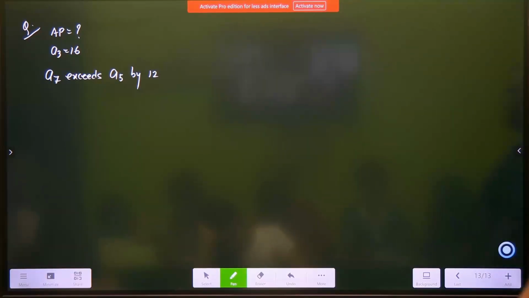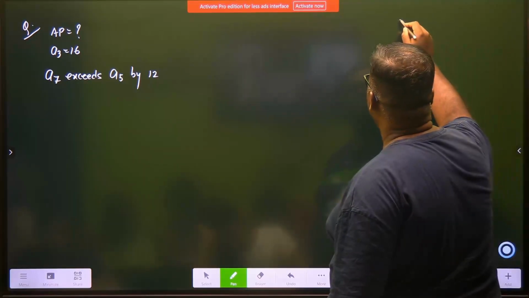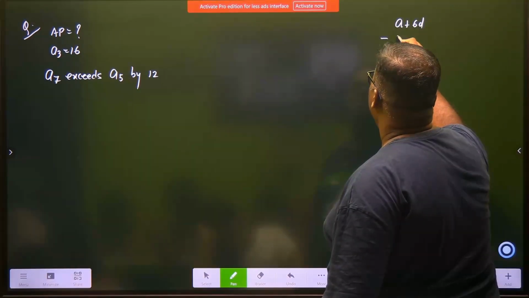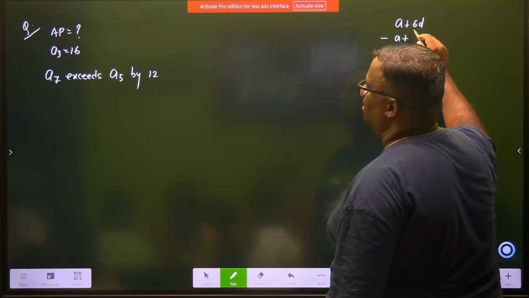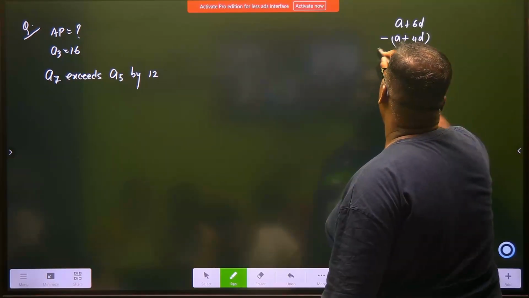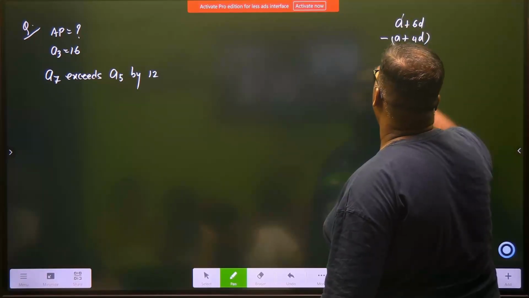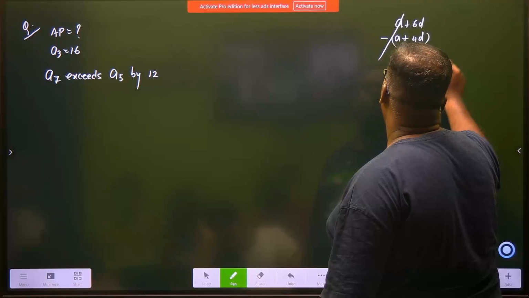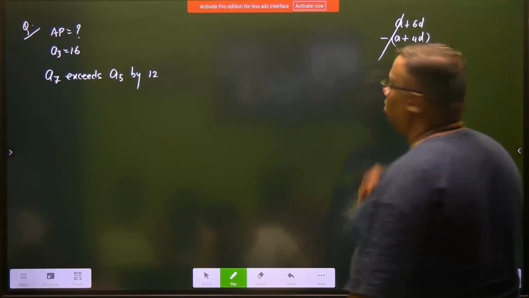That means A7 minus A5 should be equal to how much? 12. That itself is one equation. A7 is A plus 6D minus A plus 4D. So if you do this, then you get what? This is minus, this cancels off. 6D minus 4D is 2D, and 2D is equal to 12. So D's value is equal to 6. Already you get it.